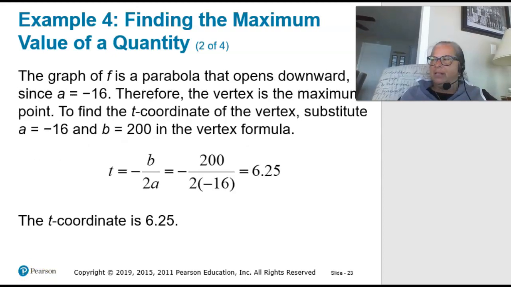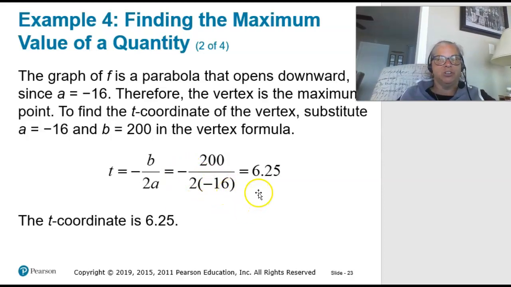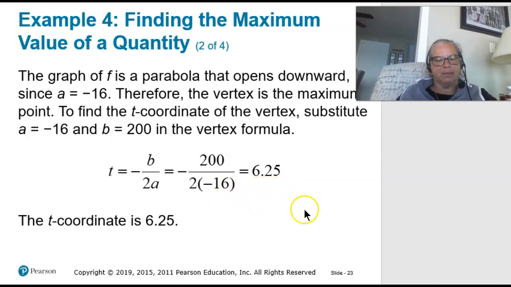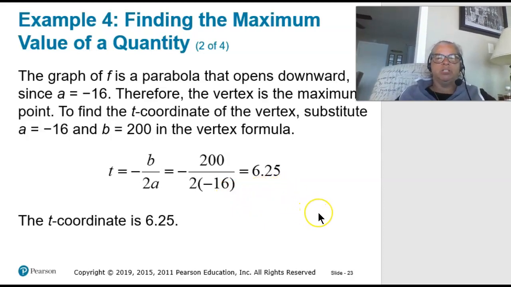We know that we want to find the time, the t value, which has been x in our previous examples, but in this case it's t. So because we knew the formula was 200 divided by 2 times a negative 16, and we know that all of that is negative, two negatives are going to give us a positive answer, which is good because we want the time to be positive. So the time is 6.25 seconds is when that's at its maximum.